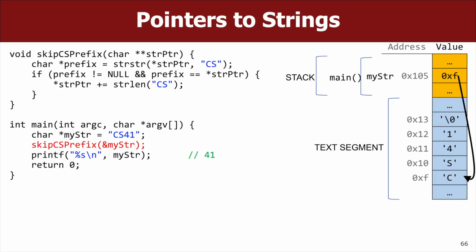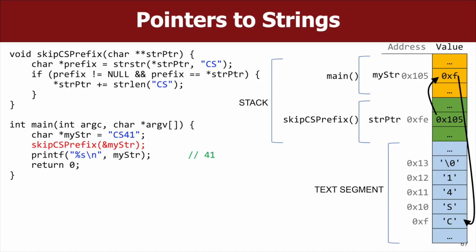When we call skip CS prefix, more memory is created on the stack for skip CS prefix, and we're passing the address of myStir, which is 0x105, and so that gets put inside the stirPointer parameter. stirPointer stores 0x105. Now, its type is a char star star, a pointer to a char star. The reason is that it points to a pointer to a character. Now we'll see how this works by walking through the rest of the program.